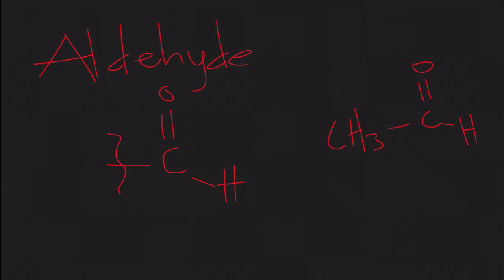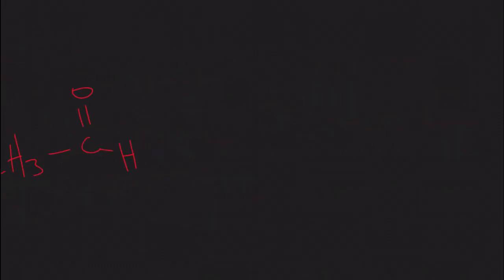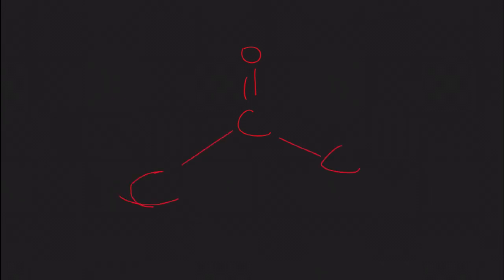Now if we have a ketone, a ketone suggests that the portion of the aldehyde that was bonded to the hydrogen is replaced by another carbon. So it's a carbon with the one in the middle double bonded to an O, and this is what we call a ketone.